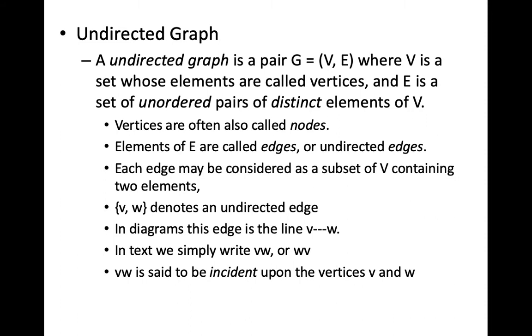Each edge may be considered as a subset of V containing two elements. For example, VW in curly brackets denotes an undirected edge. We can also write it V dash W, or VW, or WV. Because it's unordered, the order does not matter. We also say that an edge VW is incident upon the vertices V and W.